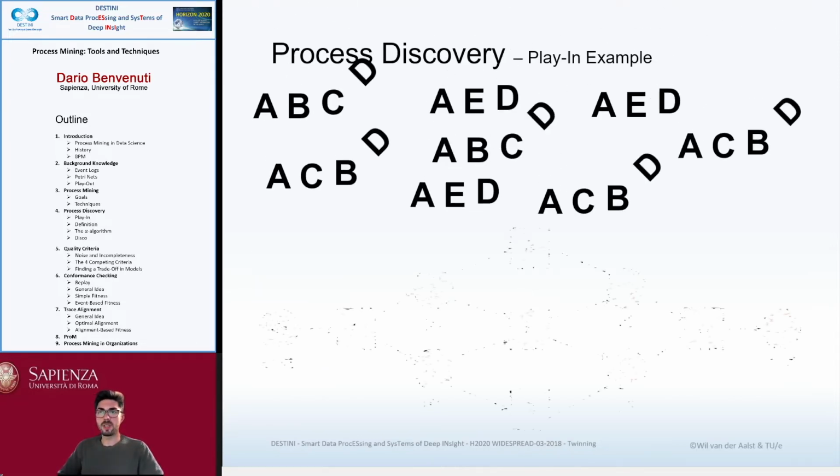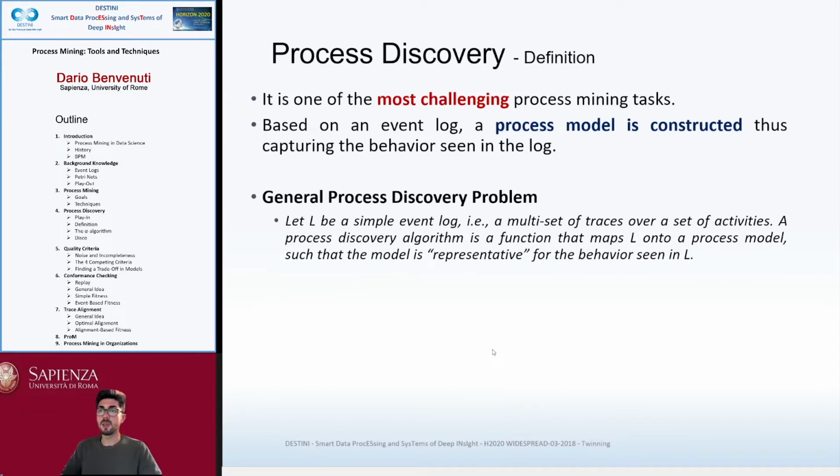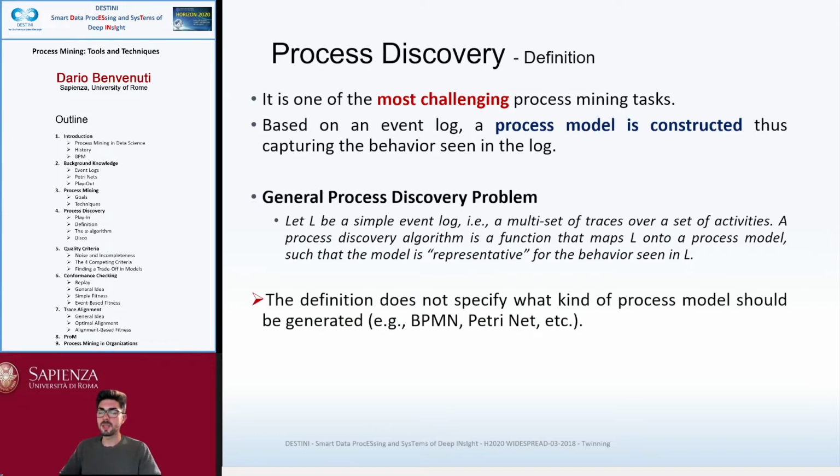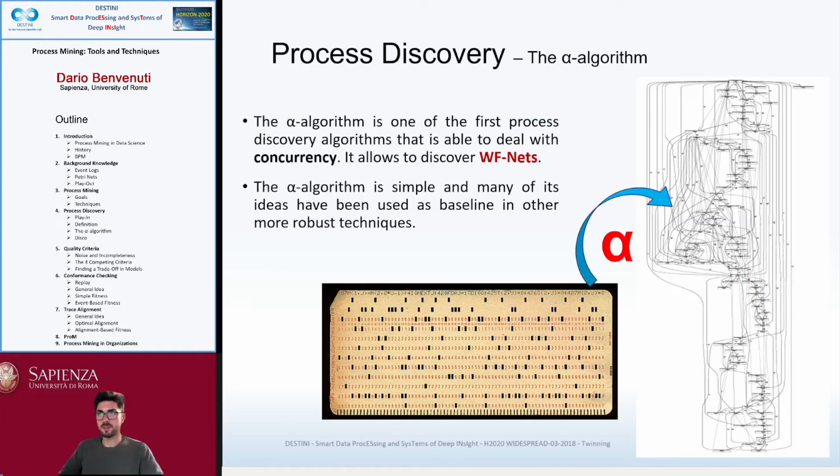And here we can see an example. We have collected different traces that you can see here in the upper side of the slide. And we need to generate from those traces the model that you can see here in the bottom part of the slide. It is one of the most challenging tasks, of course. Basically, here you can see the formal definition of the problem that does not specify what kind of process model should be generated. You can generate a BPMN, a Petri net, and so on. But we will always try to generate Petri nets.